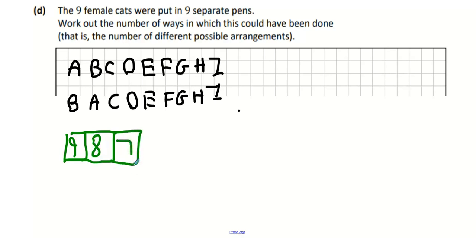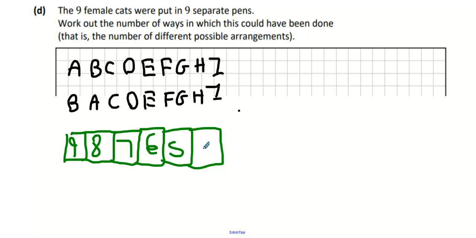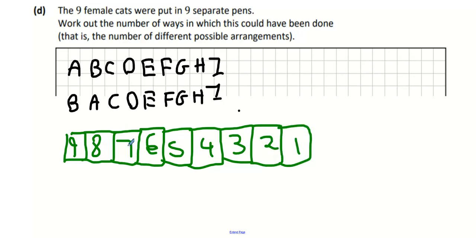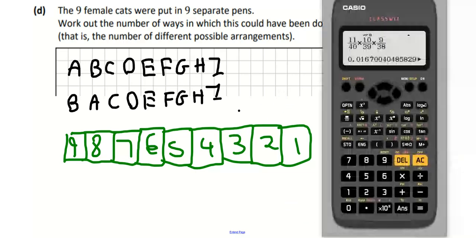Next pen. And what happens? All the way back down to 0. Okay. Now, you know what I have to do here? I have to multiply 9 by 8 by 7 by 6 by 5 by 4 by 3 by 2 by 1. You can do it like this if you want. There's a button that does this for you.